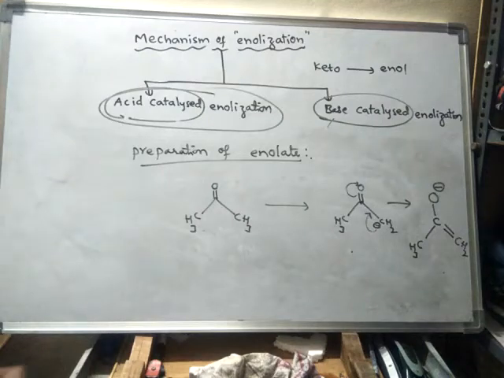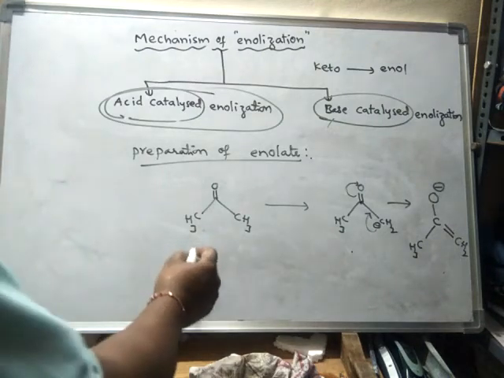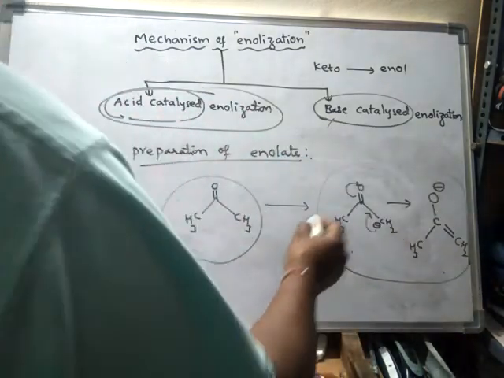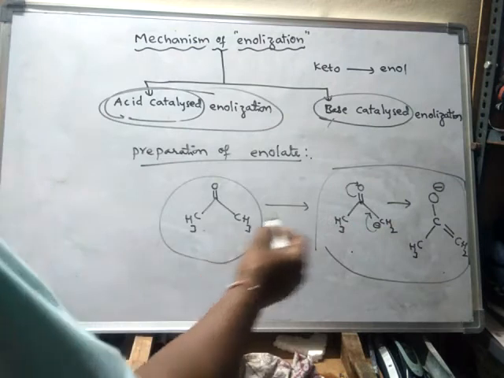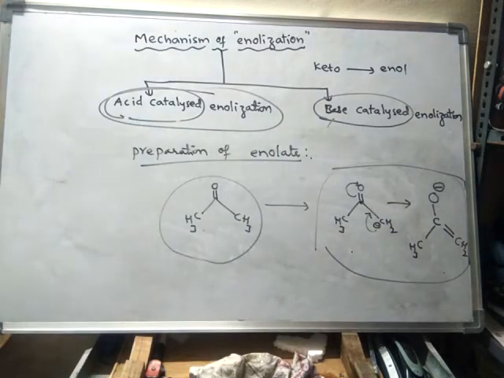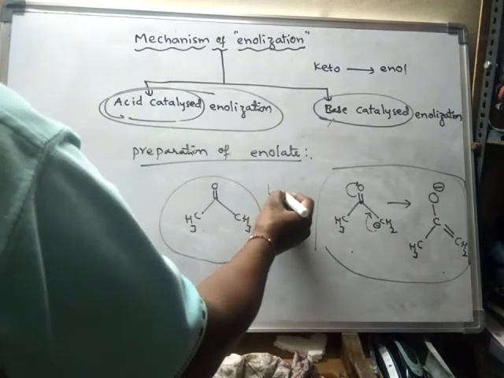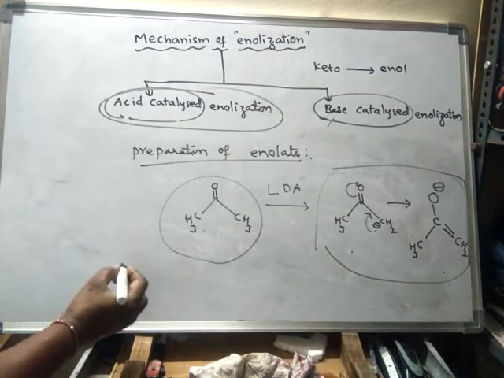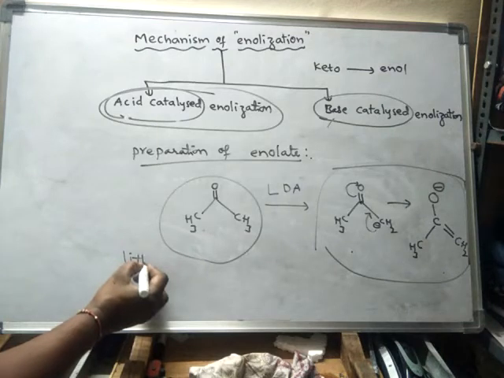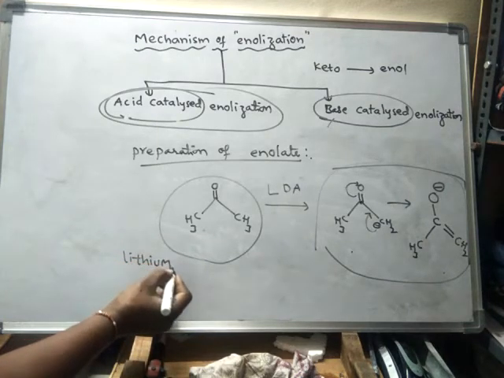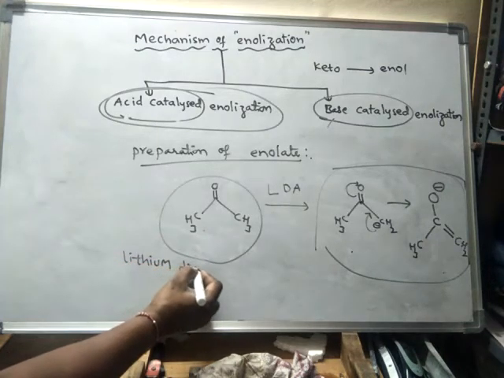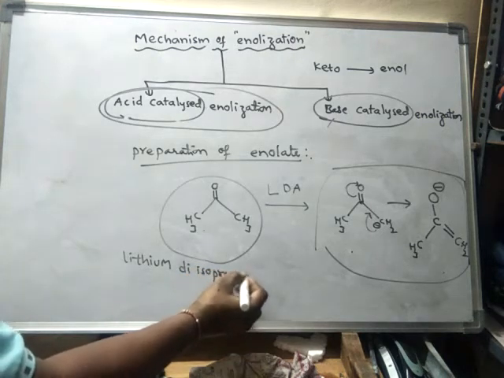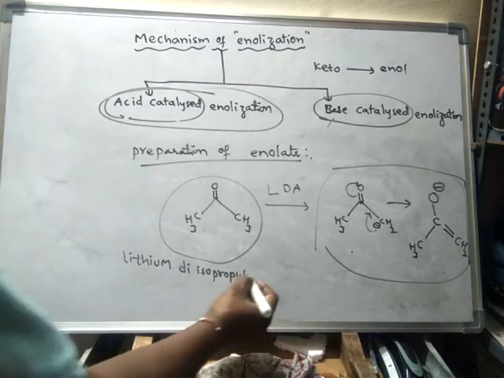Okay, so that means the ketone form is converted into enolate ion. For the conversion of ketone into enolate ion, a substance known as LDA is used. What does LDA stand for? Lithium diisopropyl amide.